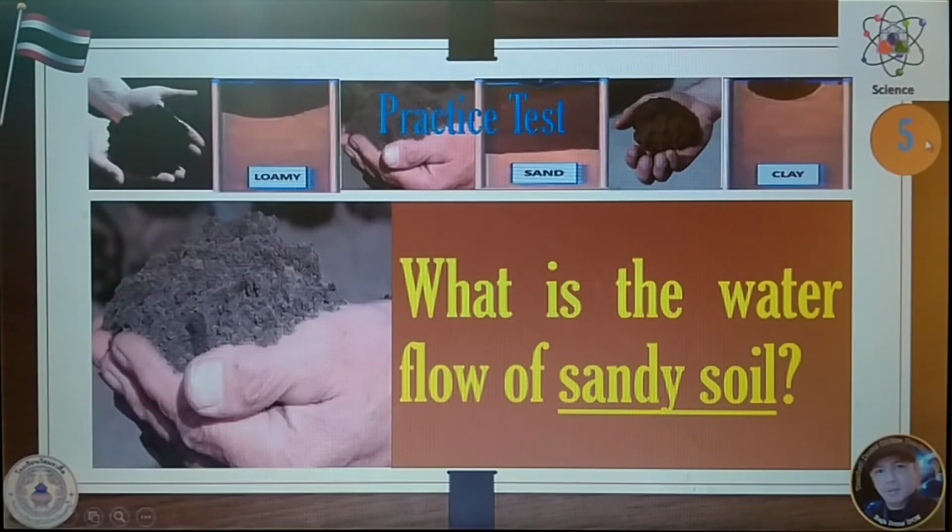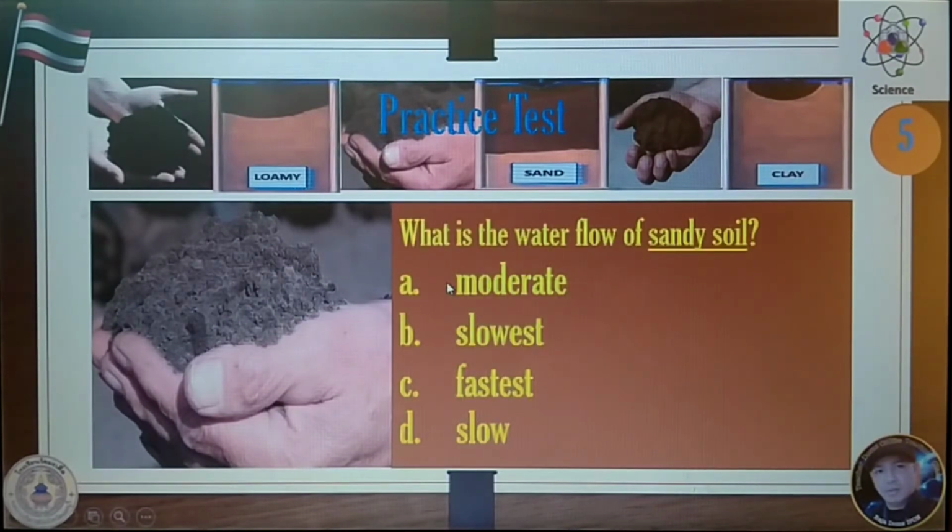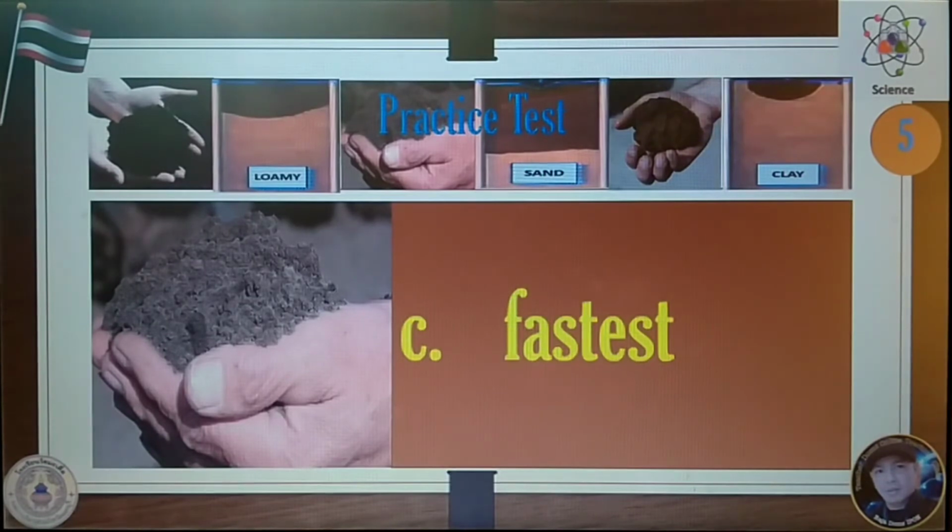Practice test 5. What is the water flow of sandy soil? A. Moderate. B. Slowest. C. Fastest. D. Slow. The answer is C. Fastest.